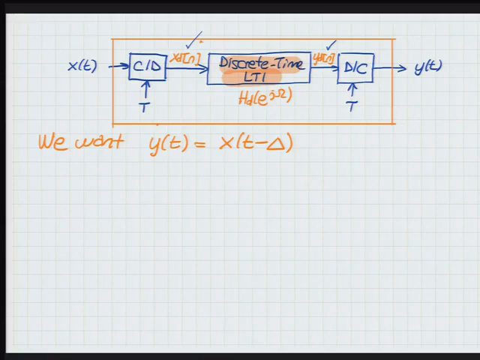That's what I want to accomplish, but again, I'm restricted by the constraints of this scheme. I have to use a sampler, and I have to use a CPU. I'm not allowed to just manipulate the analog signal, delay it by delta, and speed it up. I can't do that. But I want to come close to that by choosing an appropriate discrete time operation in the middle. Any suggestions as to what we might do?